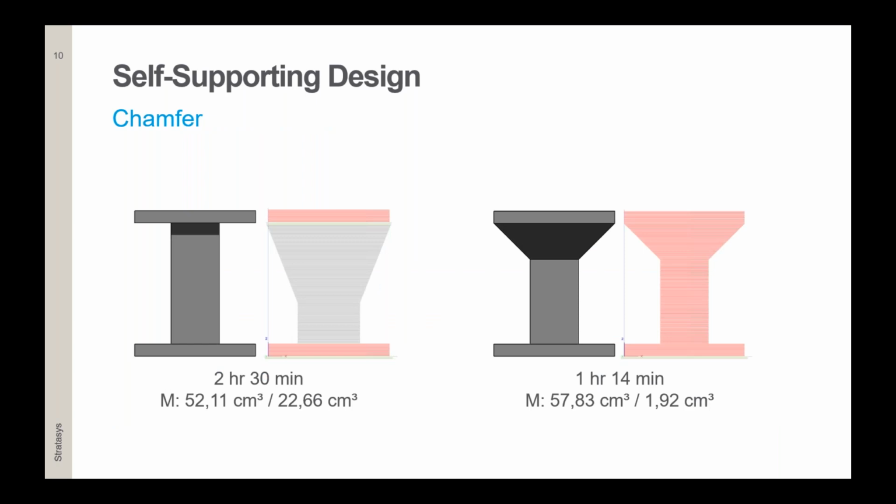So next, just a short intro on that. We have so-called chamfers, and the easiest way to make your design self-supporting is using a 45-degree chamfer. As you see from both pictures, by using that you save quite a lot of time, and also you save quite a lot of support material when printing.